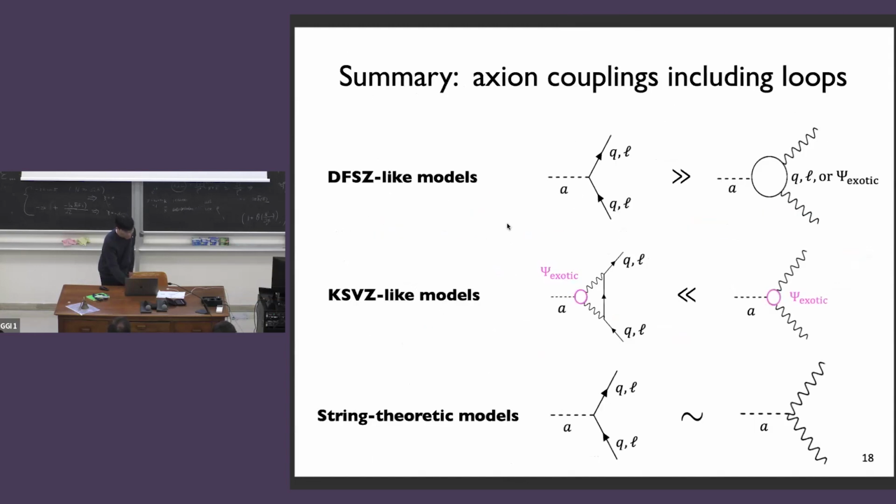Okay, so in summary, the situation is like this. For DFSZ-like model, this axion fermion coupling is larger than axion gauge field coupling. In the KSVZ-like model, the situation is opposite. And for string theoretic models, they are supposed to be comparable. So in principle, by measuring the ratio of axion fermion coupling to axion gauge field coupling, we can tell experimentally which kind of UV physics is there.